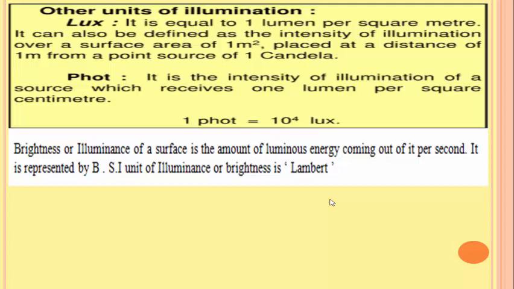Brightness or luminance of a surface is the amount of luminous energy coming out of it per second. It is represented by capital B. The SI unit of brightness is Lambert. The total amount of light that falls on a surface is called illuminance. Illuminance is the amount of light energy falling on 1 meter square area.